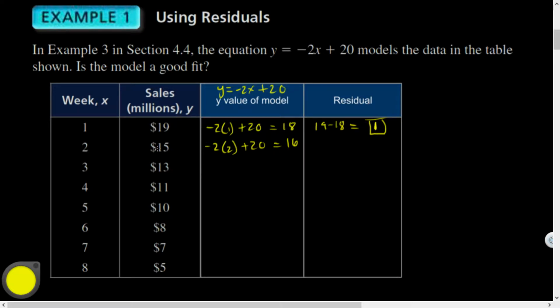And if I want to find the residual, I'm going to take the actual number from my data, which was 15, and minus the predicted number, which was 16, and I get negative 1 this time. So there's another residual. Now, the smaller these residuals are, the closer my line was at predicting the data. Let's do one more, and then we'll do it digitally. So negative 2 times 3 plus 20. Negative 2 times 3 is negative 6. Plus 20 is 14. And now let's subtract these. So 13 minus 14.